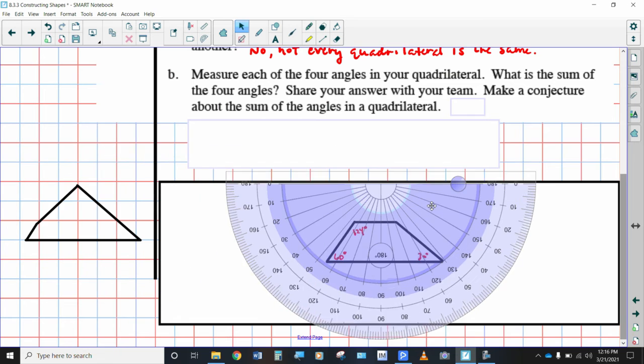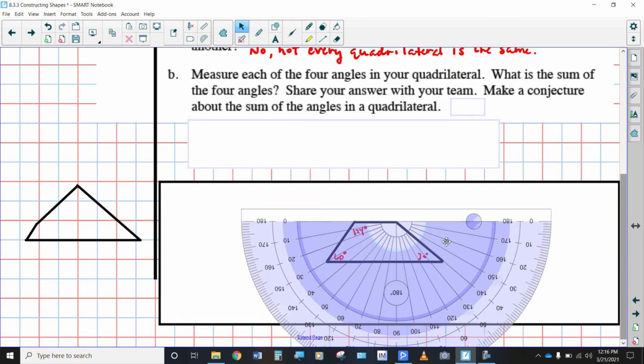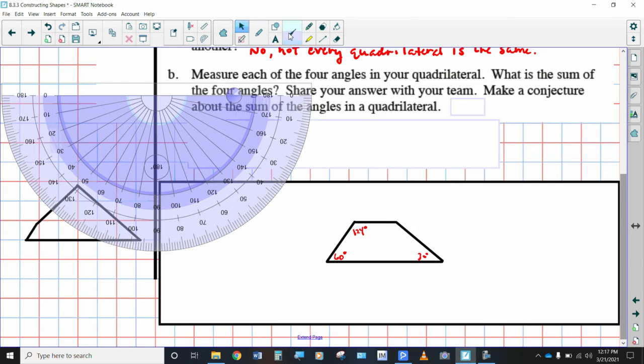And what is this guy? This is another obtuse. So that one looks like it's about 140 degrees. What do those add up to? 124 plus 140 plus 60 plus 30.